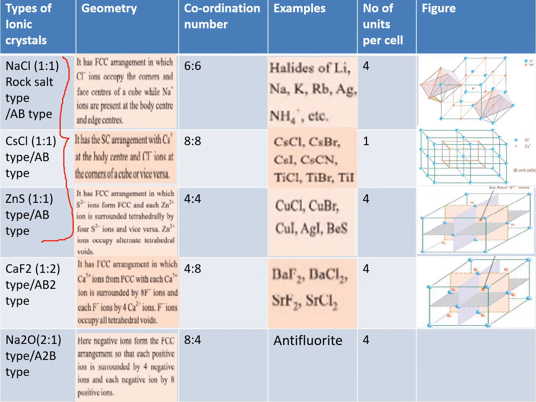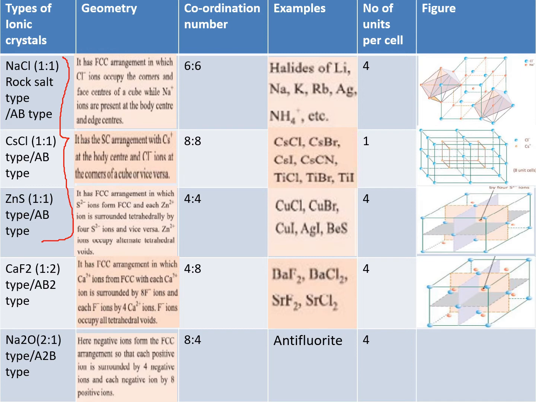And in cesium chloride, this is also 1:1 type, but here it is 8:8 coordination number. Here 8 unit cells are there in this. Each Cl minus ion is surrounded by 8 cesium ions. Okay, each cesium ion is surrounded by 8 chlorine ions. This is 1, 2, 3, 4, 5, 6. Okay, upper 4, down 4. So 4 plus 4, 8. 8 unit cells are there. Here the coordination number is 8:8. Here the number of units per cell, only 1 unit is there.